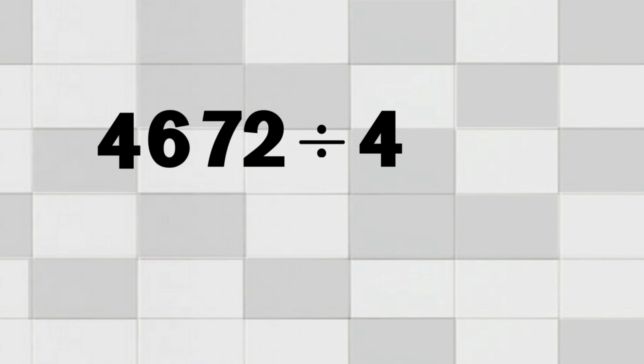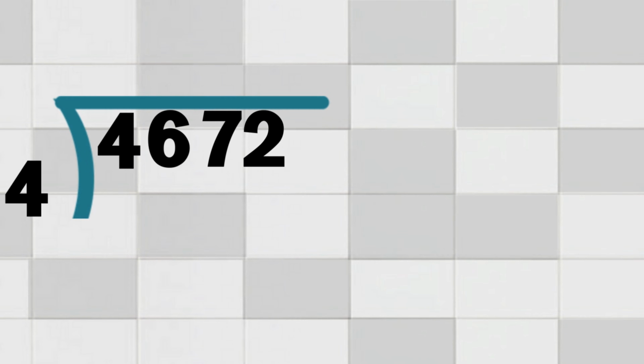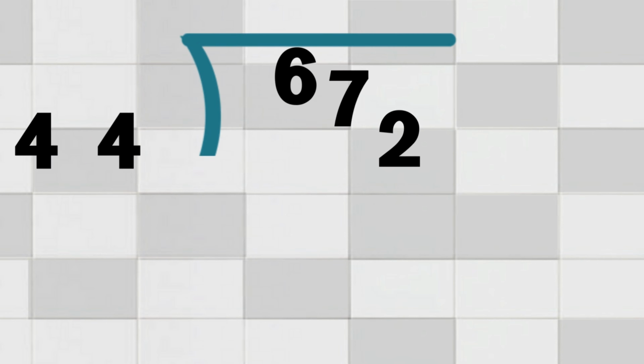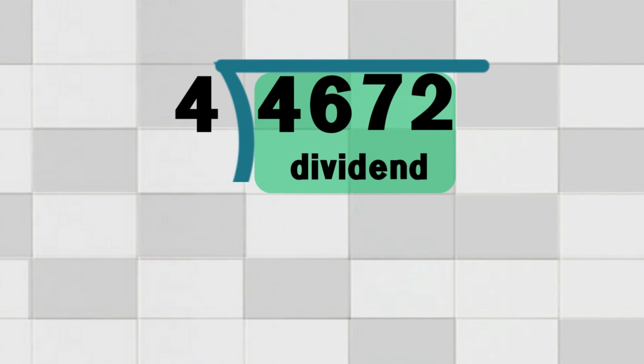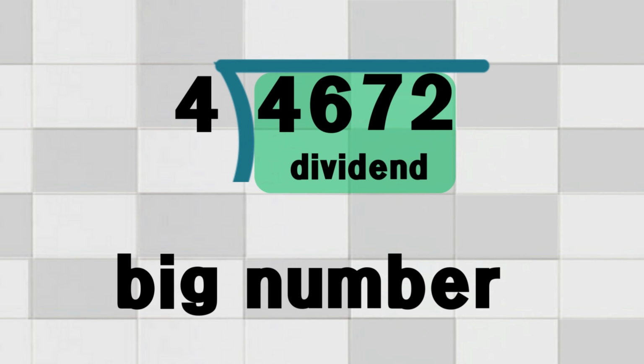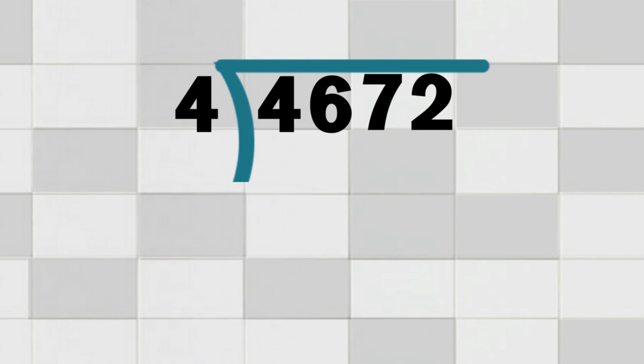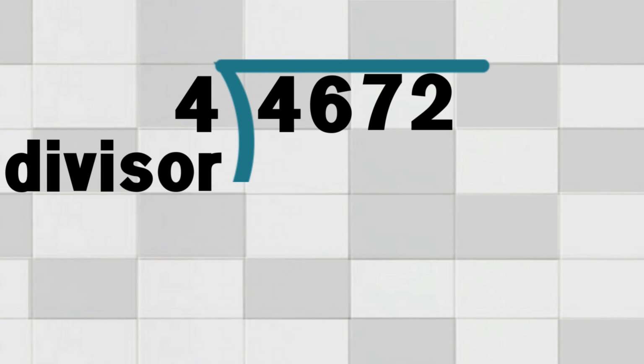First, we set up the division problem using the long division bracket. We write the number 4,672 under the division bracket. This number is called the dividend. It's the big number we are dividing. Then, we write the number 4 outside the division bracket to the left. This number is called the divisor. It's the number we are dividing by.